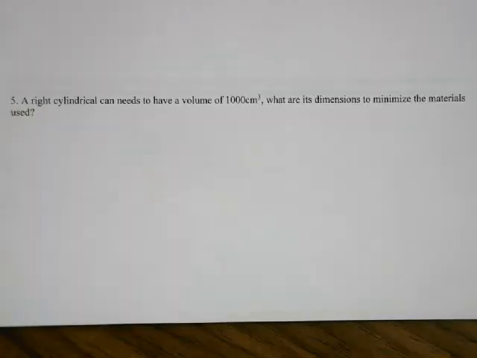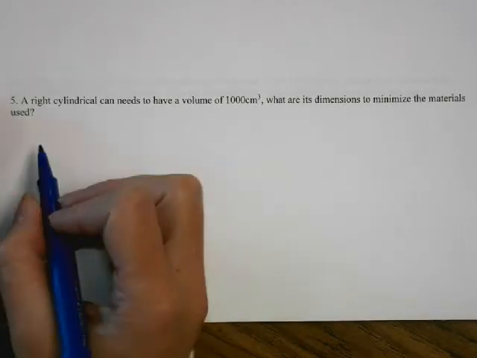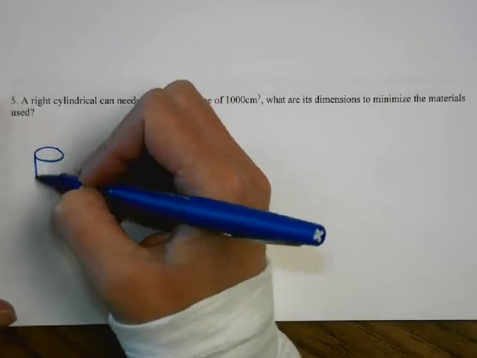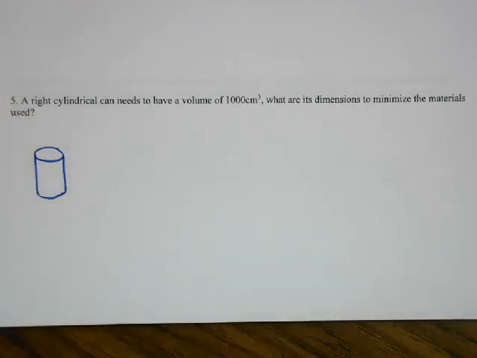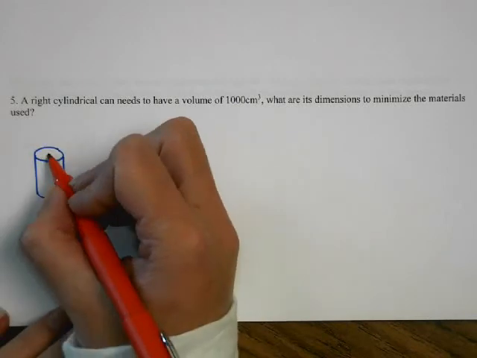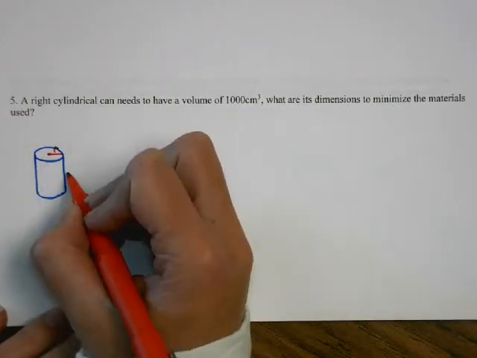This problem is going to be different than the one that's in your notes, so take a second to change it to this one, and then we'll go through it. So a right cylindrical can needs to have a volume of 1,000 centimeters cubed. What are the dimensions needed to minimize the materials used, meaning minimize the surface area? So if we have a can, there's my can. Okay, there's going to be 2 dimensions that I care about on a can: the radius of the base and the height.